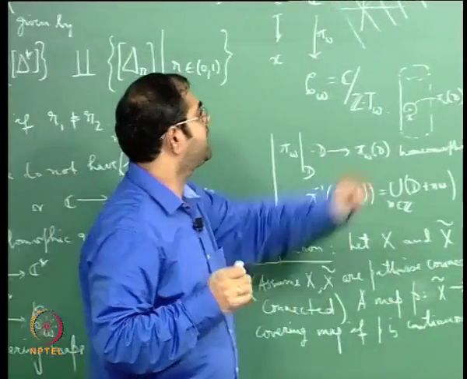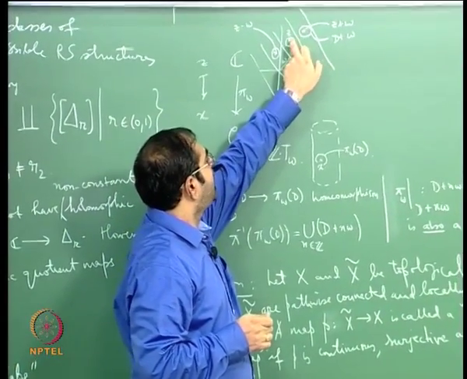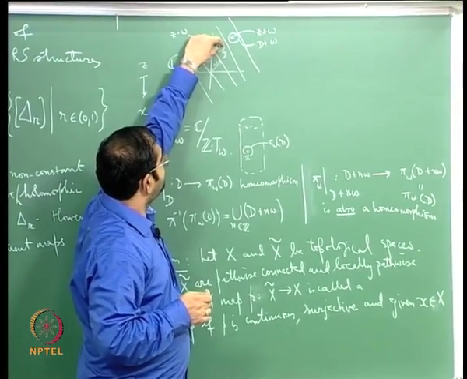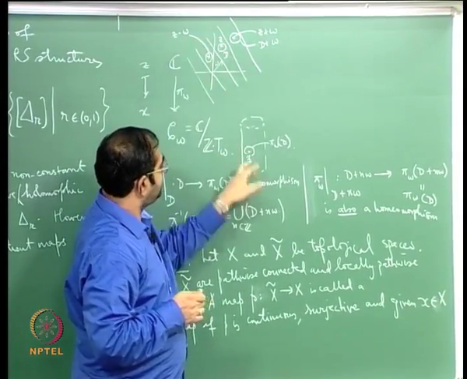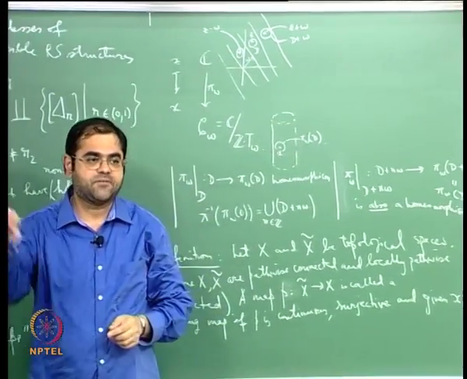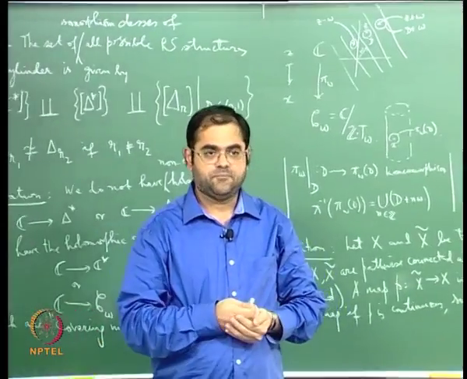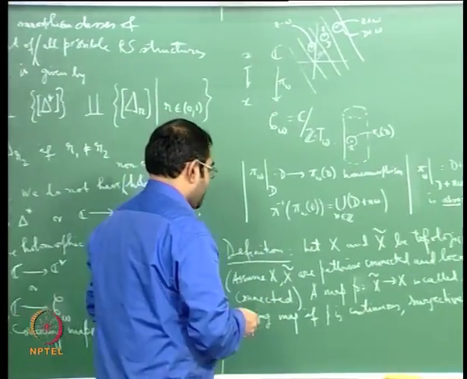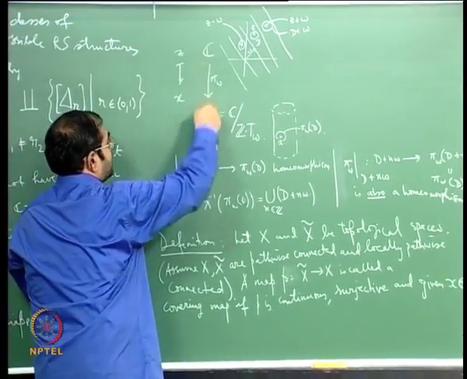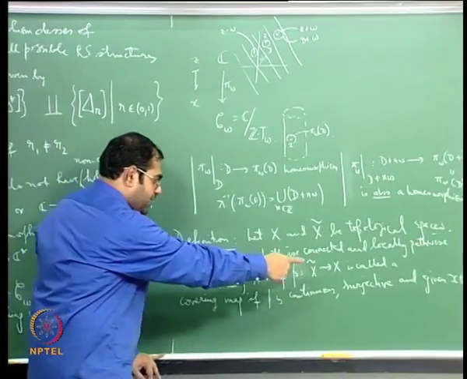Okay. In fact, I took pi from this disk D into its image here, but I could have as well taken any translate, because after all of them are going to be identified. Okay. So I want the same kind of thing to happen in a covering space situation. So let me write that down.